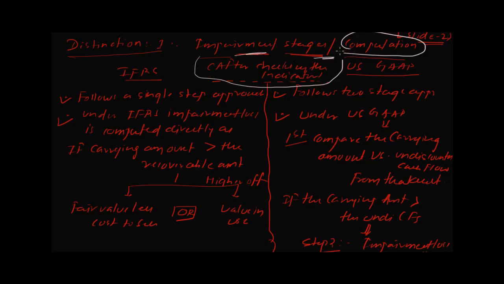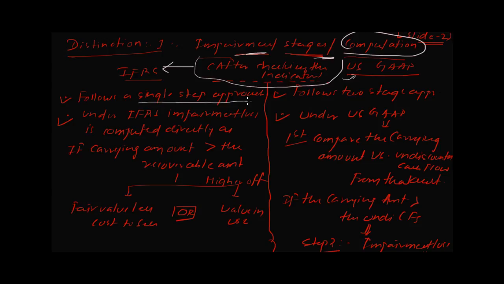Apart from 3 specific assets, that is goodwill, intangible assets that are of indefinite useful life, and assets which are ready for use but not yet put to use. Apart from those 3 non-financial assets or non-current assets, we check for indicators. If the indicator exists, we test the impairment. And then under the IFRS and under the US GAAP, what's the distinction? The major distinction is that under IFRS, it follows a single step approach.